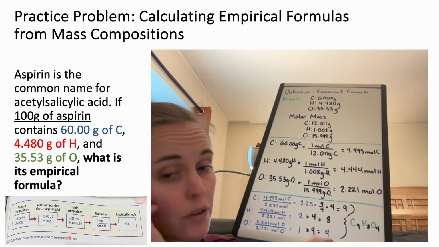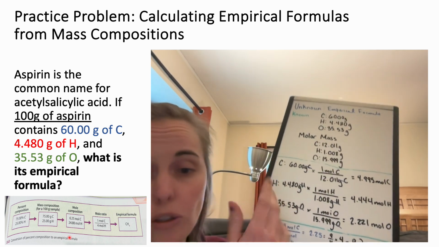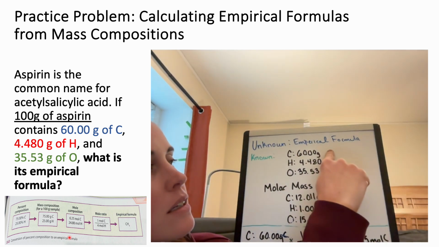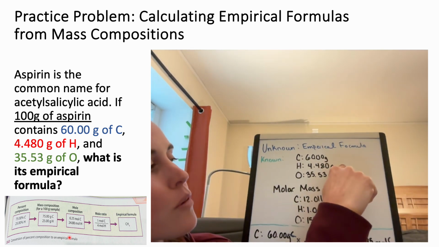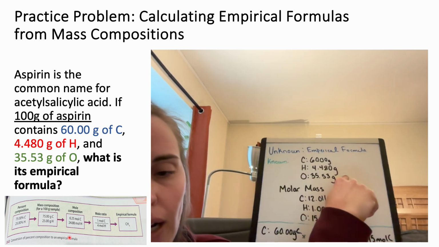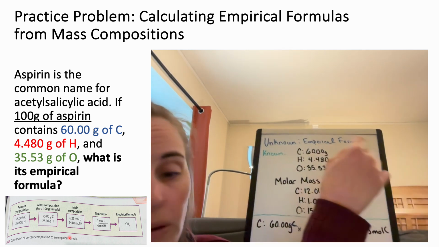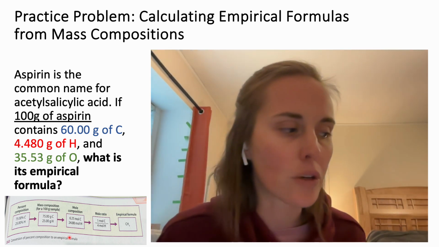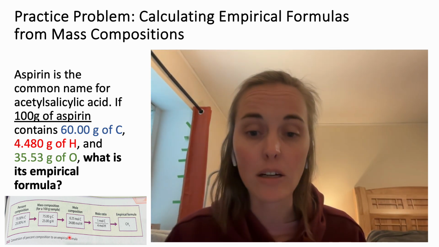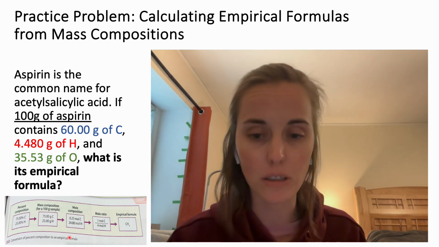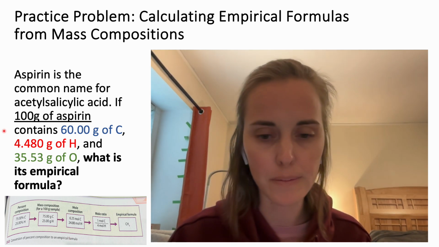And that is how you go from having your mass all the way to your empirical formula. Now, if you had to start from your percent composition, you could totally do that. You would just convert over. So this would be 60%, 4.480%, 35.53%, and then we assume a 100 gram sample, and then we can just write it out like this. So it's the exact same numbers. It's not necessarily complicated, but there are multiple steps, and you have to take your time to write them all out.